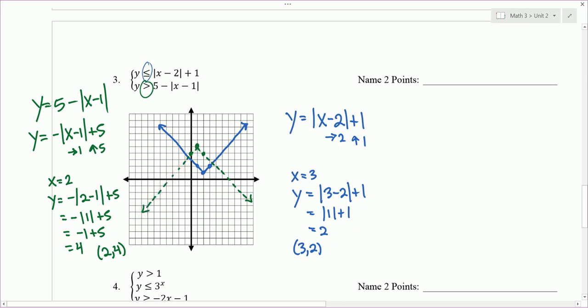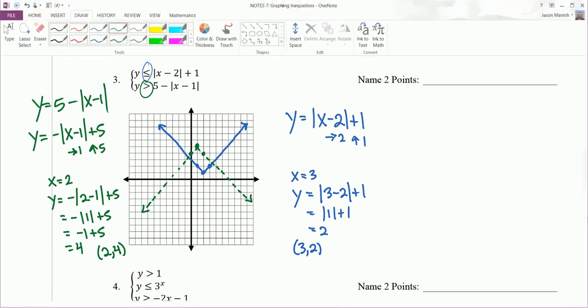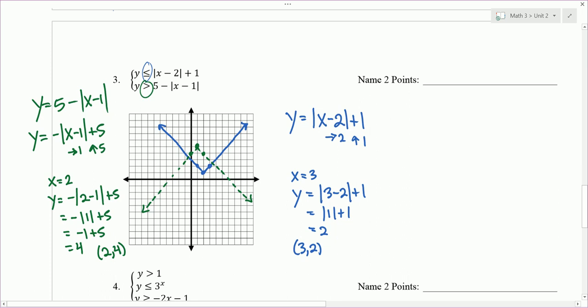Okay, we kind of ignored the shading, but we can't forget about it now. The blue graph, the first one we did, should we shade above or below? Hopefully you're saying below. Okay, because it's a less than sign. And the green, shade above, because it's greater than. So we want above the green, below the blue.